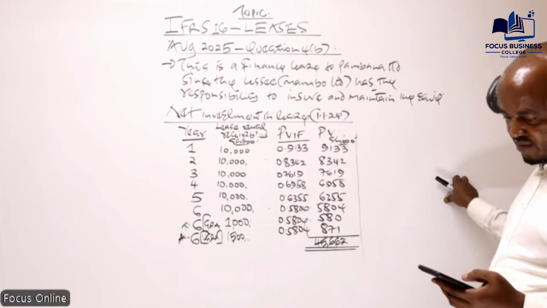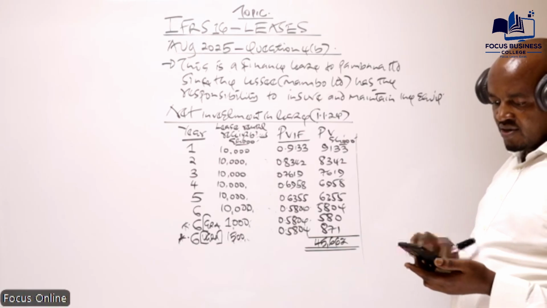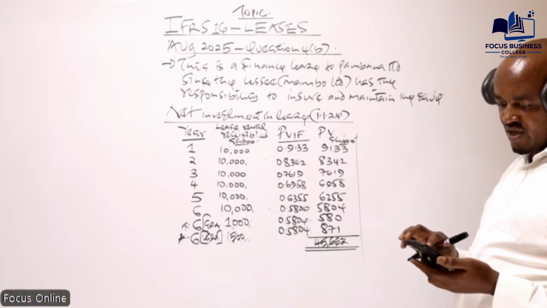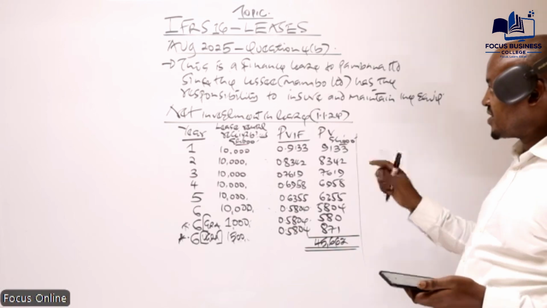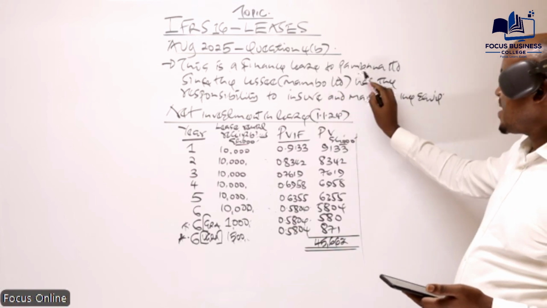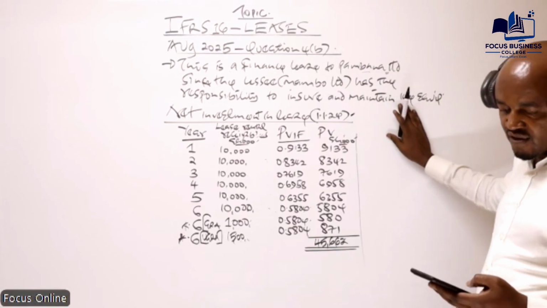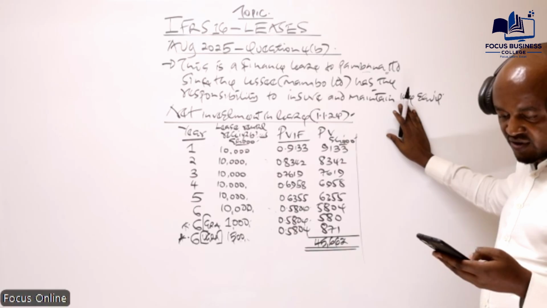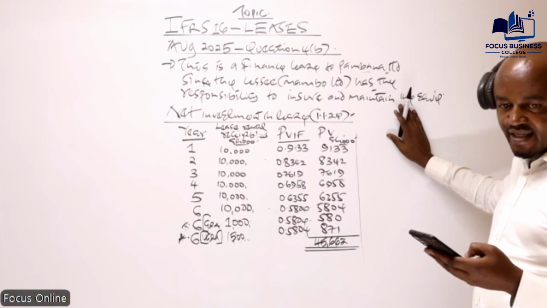We now proceed. In our question, if you check what you're required to do here, basically you're required to prepare the financial statement extract for this company, the owner of the asset, for the year which ended. We're also required to explain how the company will account for the lease in the financial statements for the year ended 31st of December 2024.